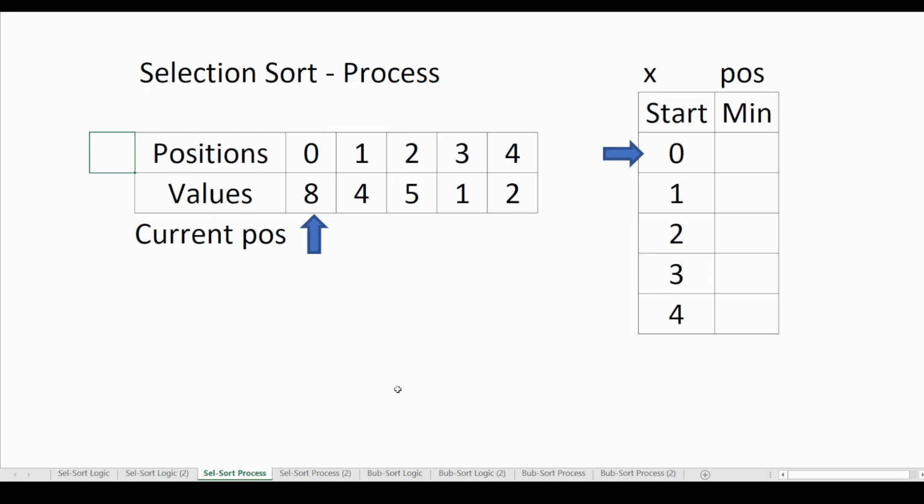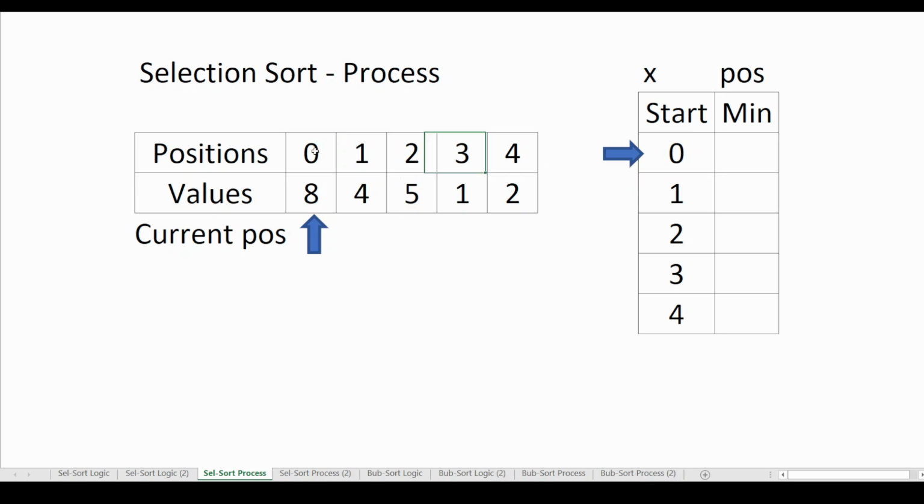Let us see the same process as numbers now. I have an array containing numbers, and these are the values, and these are the positions. My current position is position number 0, so I'm beside position number 0.